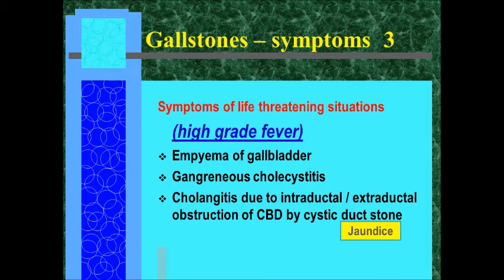The third set of symptoms are associated with high-grade fever. The high-grade fever is caused by conditions like empyema of the gallbladder, gangrenous cholecystitis, and cholangitis due to obstruction of the common bile duct. The obstruction of the common bile duct can be caused by an intraductal stone or an extraductal stone, such as a stone in the cystic duct, which is called Mirizzi's syndrome. The condition ascending cholangitis is generally associated with high-grade fever and jaundice.